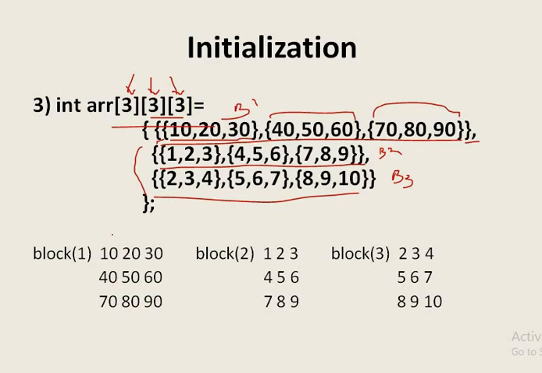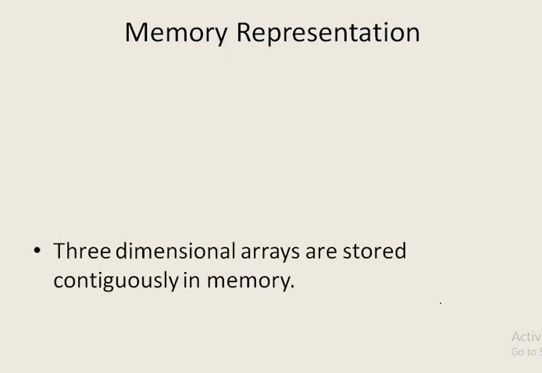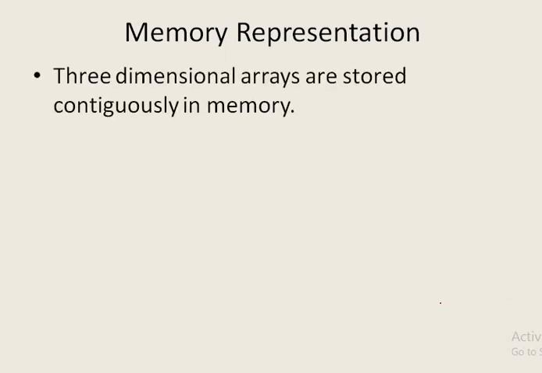Block 1 will be having a 3 by 3 matrix, block 2 will also be having a 3 by 3 matrix, and block 3 is also having a 3 by 3 matrix. So this is the third way of initialization, and it is the best method to initialize a three-dimensional array. Now coming to the memory representation, how these three-dimensional arrays are represented or stored in memory.